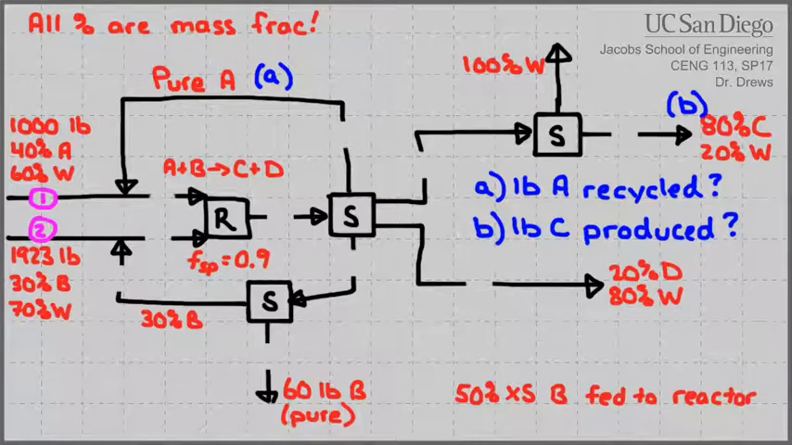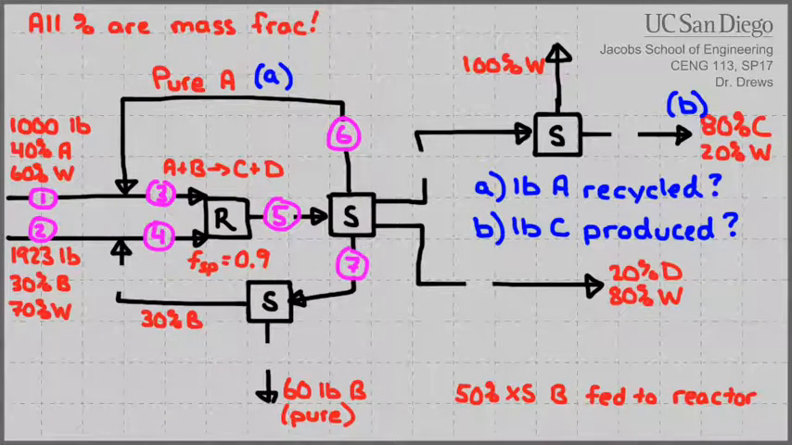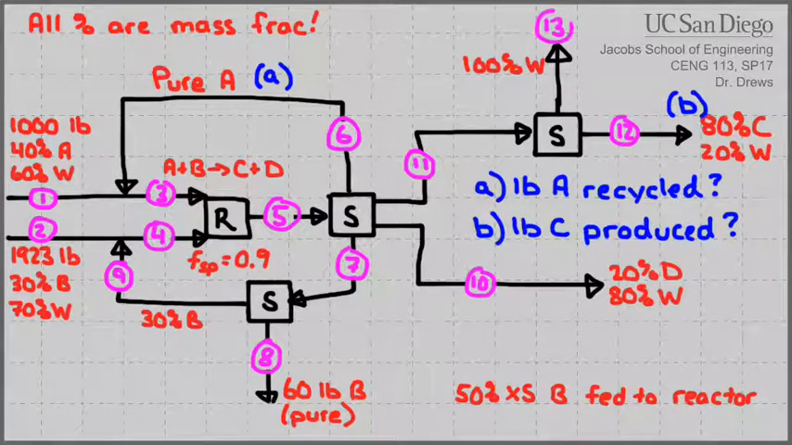So 1 and 2 are fresh feed. Then we've got 3 and 4 as reactor feed. 5 is reactor effluent. 6 is our recycle. 7 is another recycle. 8 is this guy coming out. 9 is the other recycle coming back. 10 as one of our products. 11 as another. And then 12 up here. And 13 as water. And so we've got quite a few streams here.